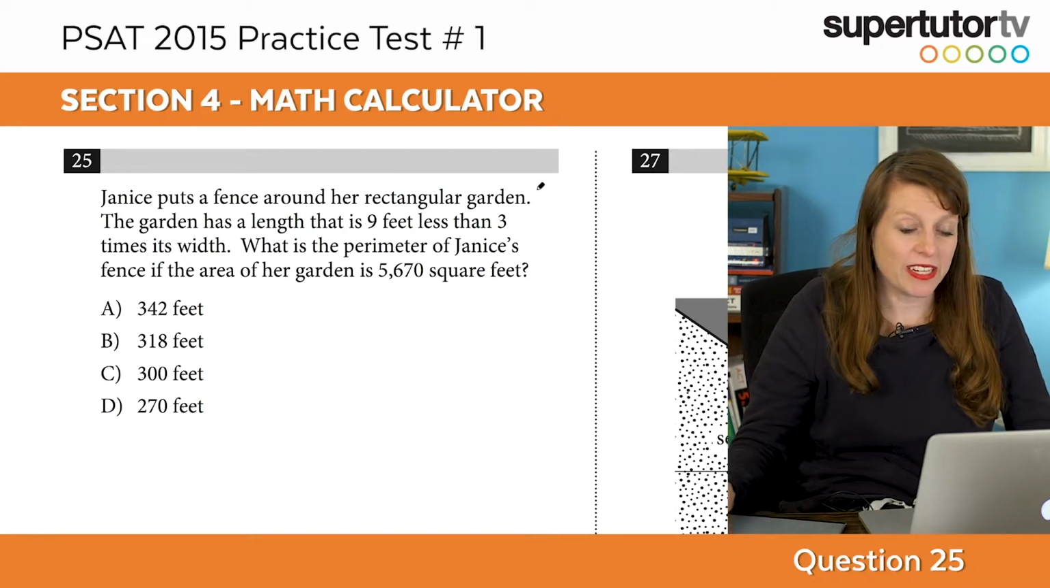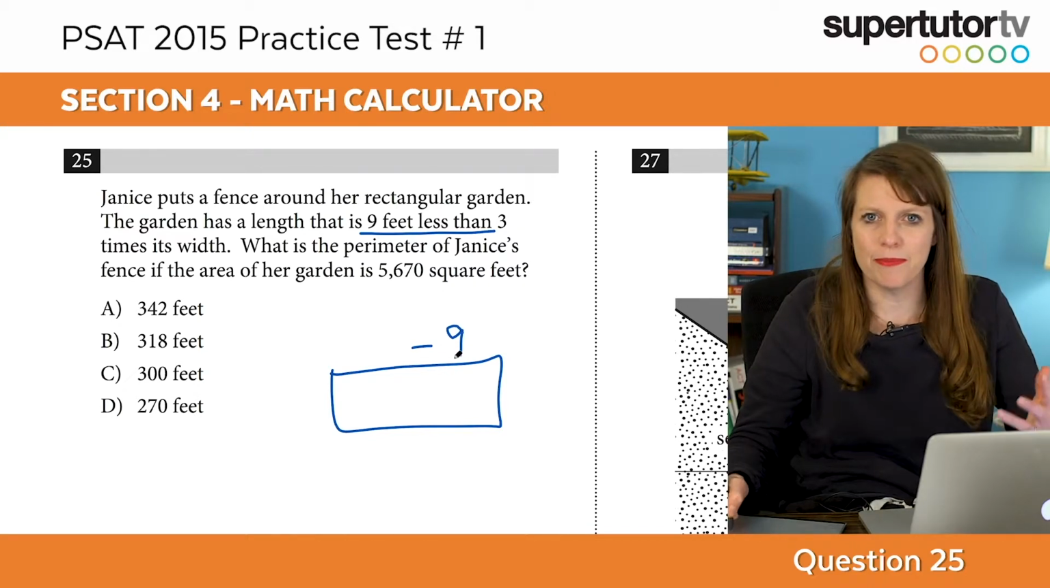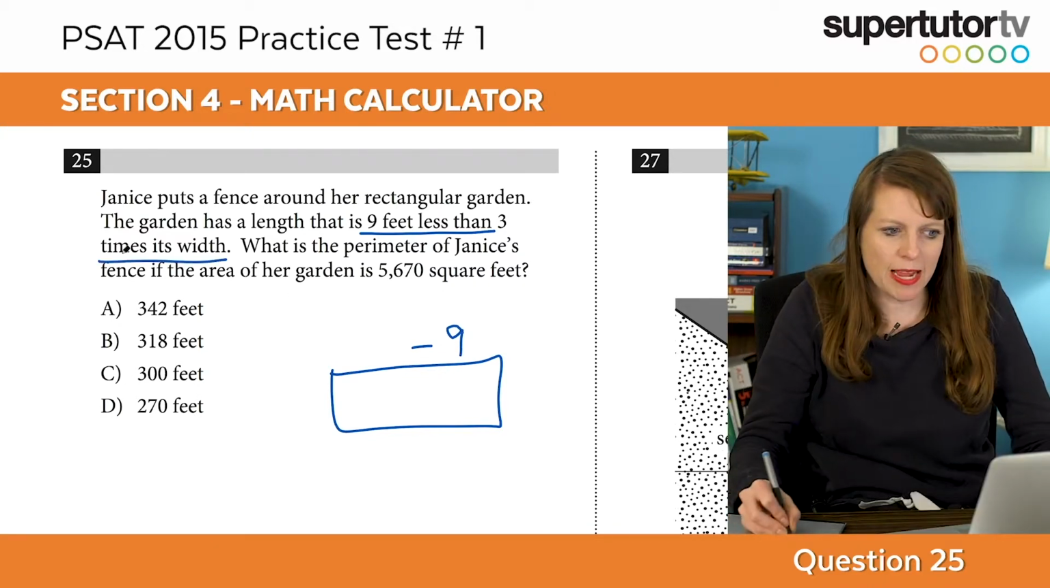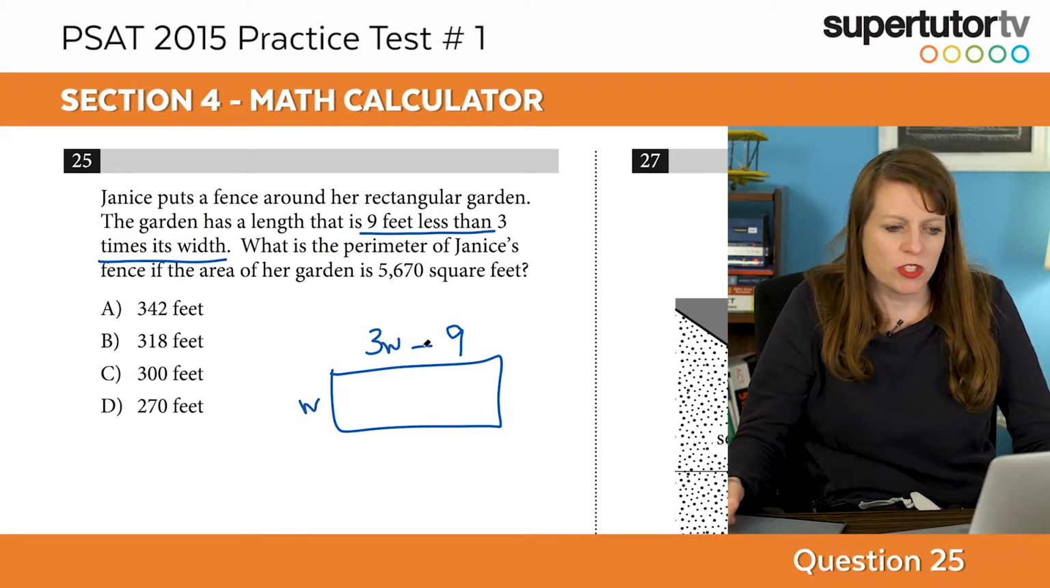Janice puts a fence around a rectangular garden. Let's draw a rectangle. The garden has a length that is 9 feet less than. So 9 feet less than, that's like a fishing pole is how I like to think of less than. 9 feet less than means -9, and you fish it over to the far end of your expression. And then 3 times its width is just 3W, right? And then we put a W over here for its width. So we have those two things.